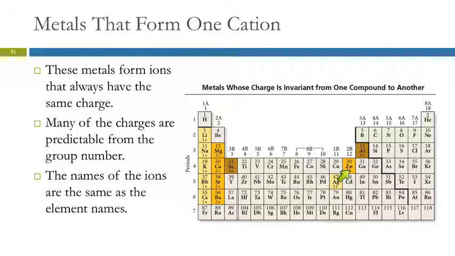Zinc also is predictable, and so is silver, and you need to know these guys. So aluminum is +3, zinc is +2, silver is +1. I remember that because I think of coming down the stairs. 3, 2, 1 on a diagonal. These ions have the same name as their element. So Li plus is called lithium ion to distinguish it from a lithium atom. But there's nothing else funny in its name.